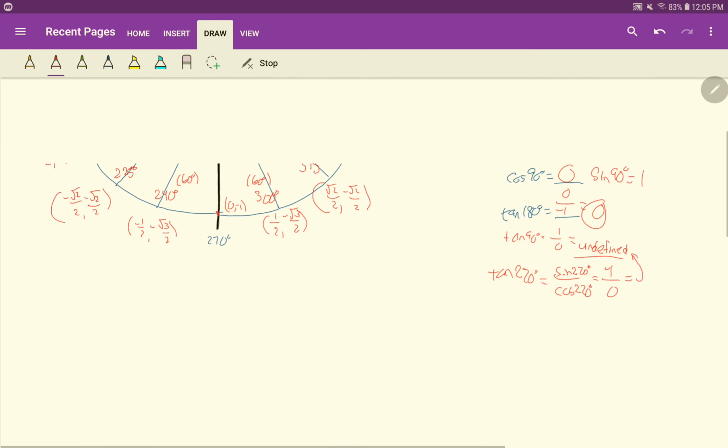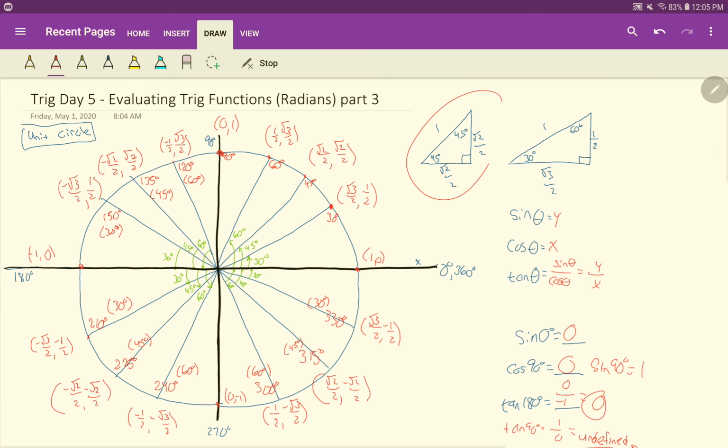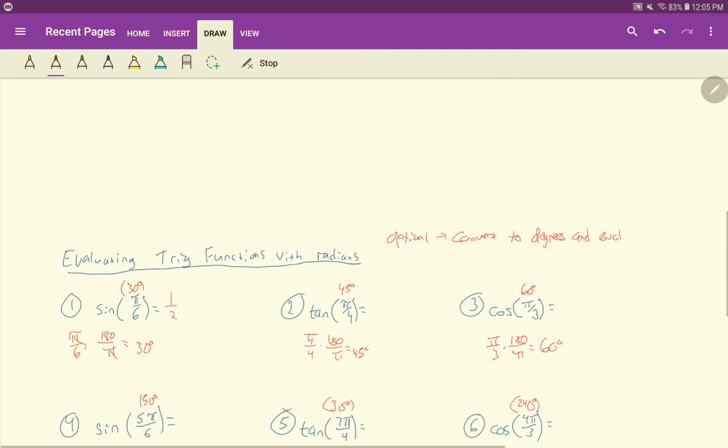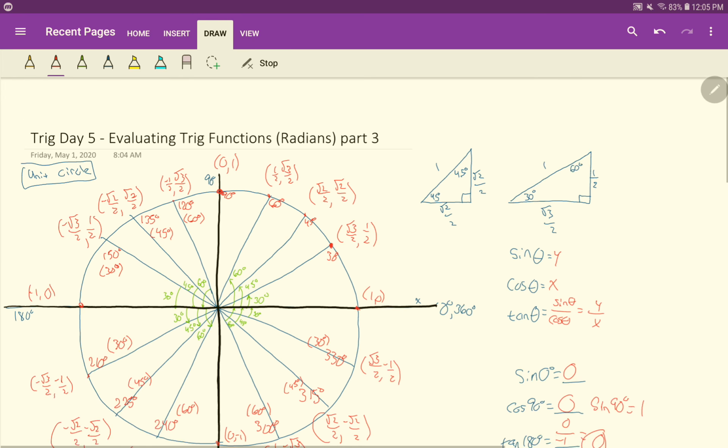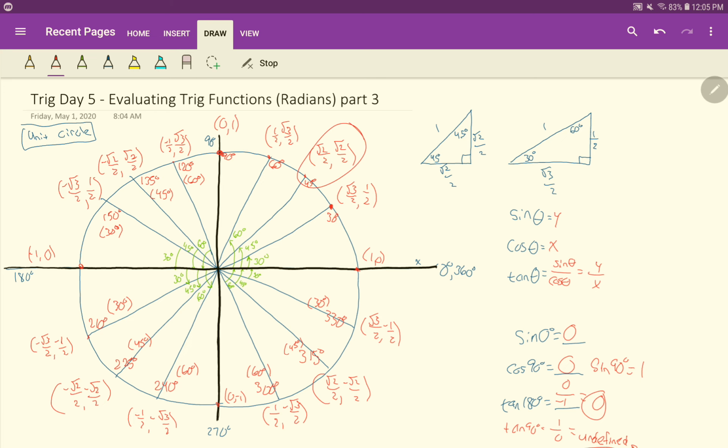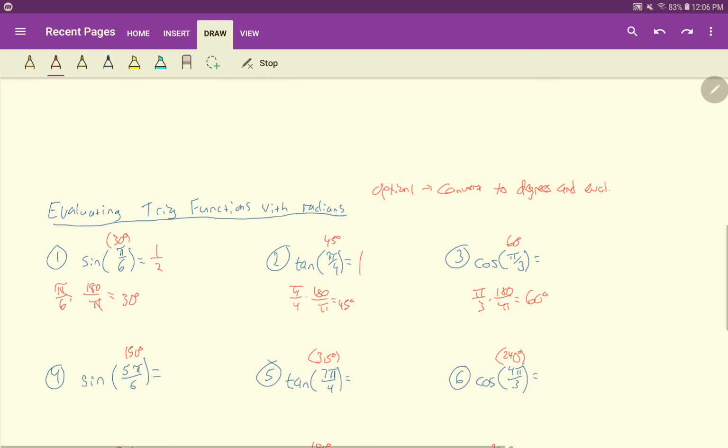Okay, tangent of pi over 4, again, you can use the reference triangles if you want to. Tangent is opposite over adjacent, which is root 2 over 2 over root 2 over 2, so it's just 1. Or you can go up here to the unit circle and you can see again that its tangent is sine over cosine, so it'll be root 2 over 2 divided by root 2 over 2, which is just 1 again. Okay, so you get 1 there.